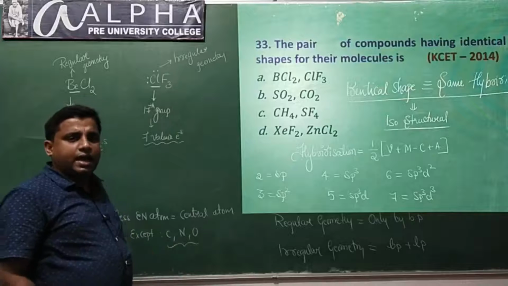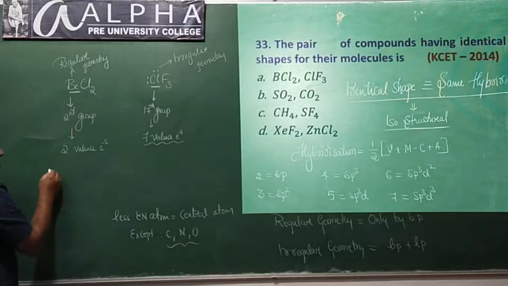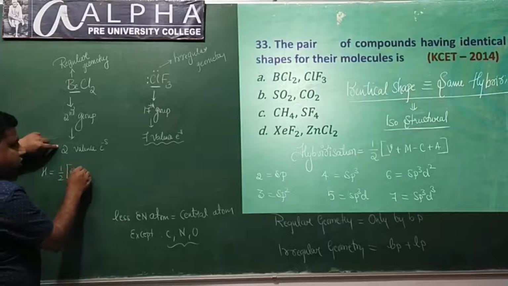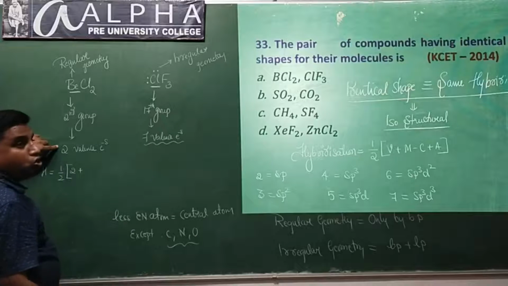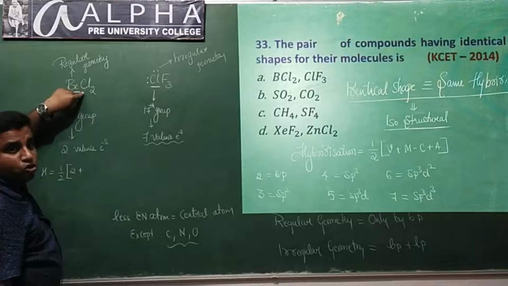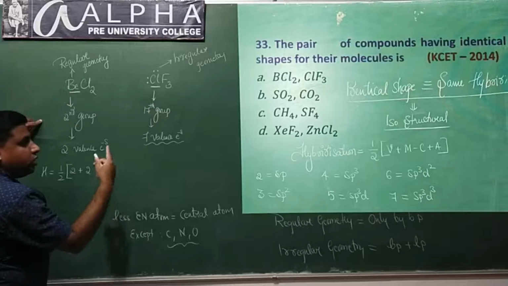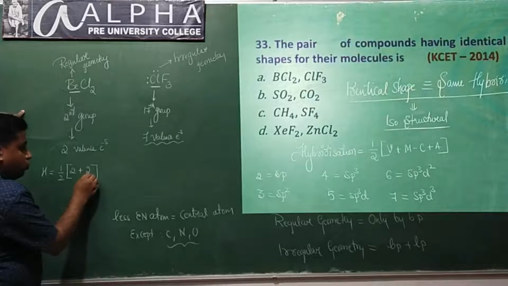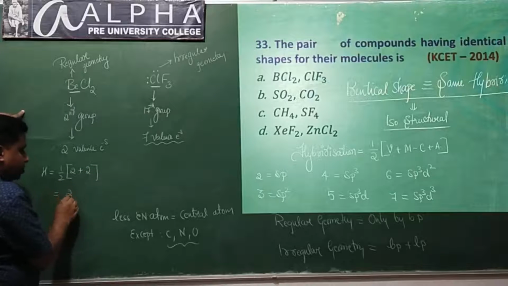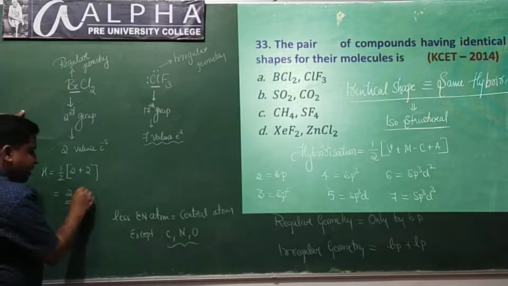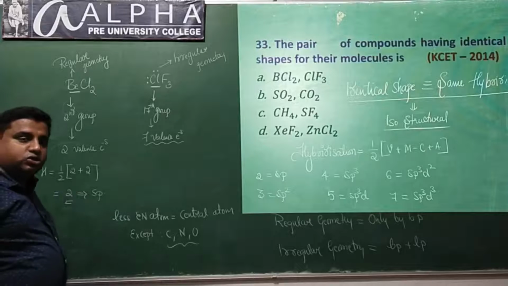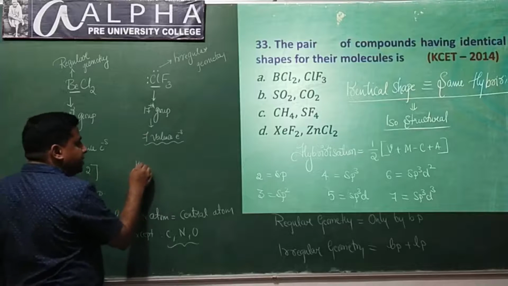By the way, let us calculate the hybridization. For beryllium, half of the valence electrons, I said there are 2 valence electrons, plus V plus M, monovalent atoms. Chlorine atoms are monovalent, so there are 2 chlorine atoms. Total positive charge 0, total negative charge is 0, so 2 plus 2 is 4, 4 by 2 is 2. So 2 means what type of hybridization? sp hybridization. Understood?